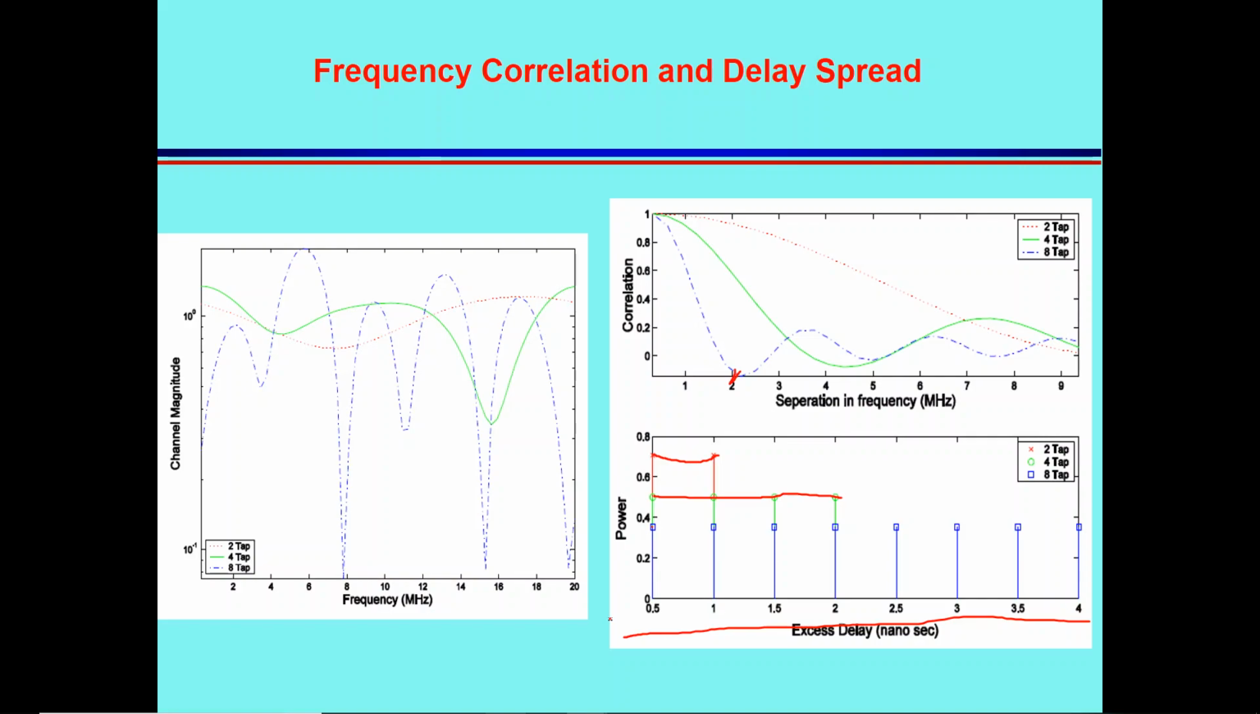The larger the delay spread, the more selective your channel will be in the frequency domain, and the smaller the coherence bandwidth will be. And the opposite is exactly true. Low variation in the frequency domain means close to flat, not selective in frequency, has large coherence bandwidth, and consequently low delay spread, short delay spread, and of course a smaller number of taps.